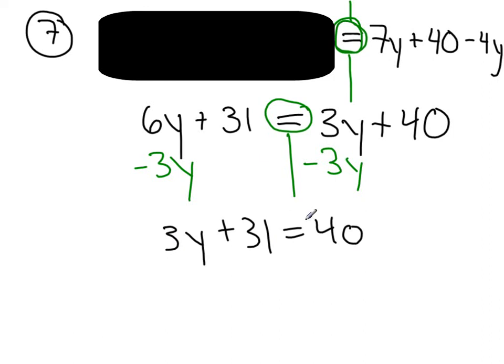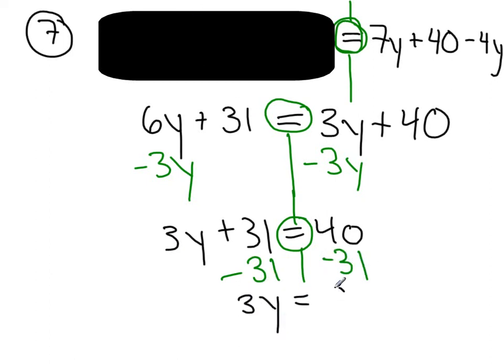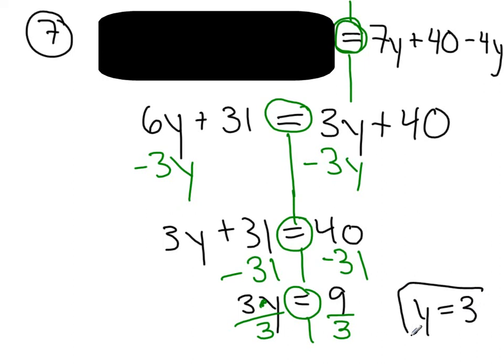And after all that simplified stage, we're now back to addition principle. So we'll subtract the 31 from both sides. And we have 3y equals 9. Multiplication principle, we have 3 times y. To undo it, we divide both sides by 3. And we are left with y equals 3 as our final answer.